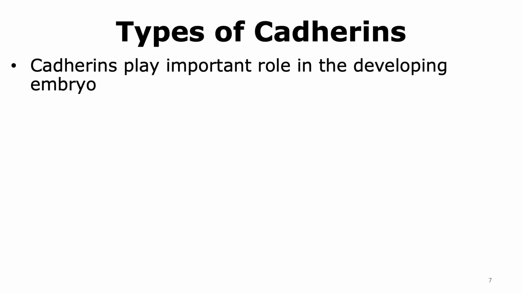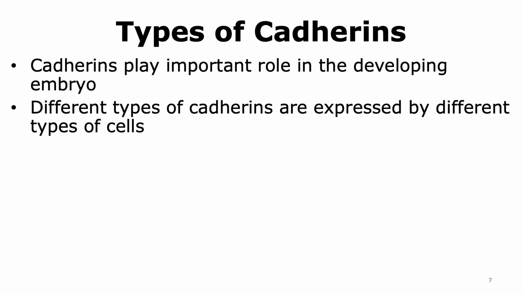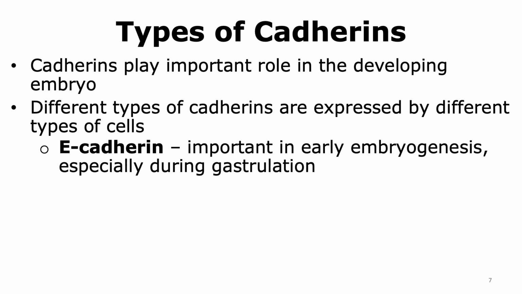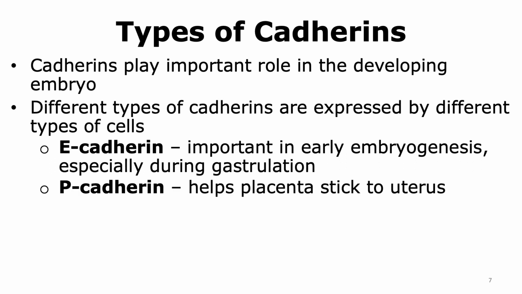Cadherins play a very important role in the developing embryo, and different types of cadherins are expressed by different types of cells. Let's look at some examples of cadherins that are present. E-cadherin is a cadherin that's usually present in all cells of the embryo during early embryogenesis and plays important roles during the events that occur during early embryogenesis, especially during gastrulation. P-cadherin is a cadherin that helps the placenta stick to the uterus.